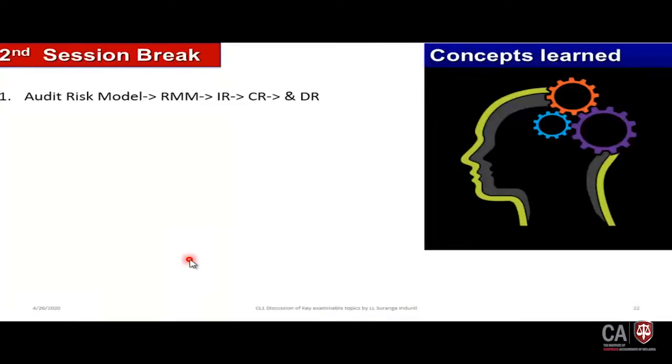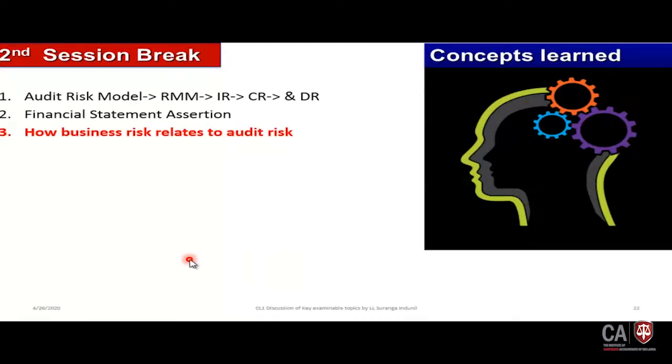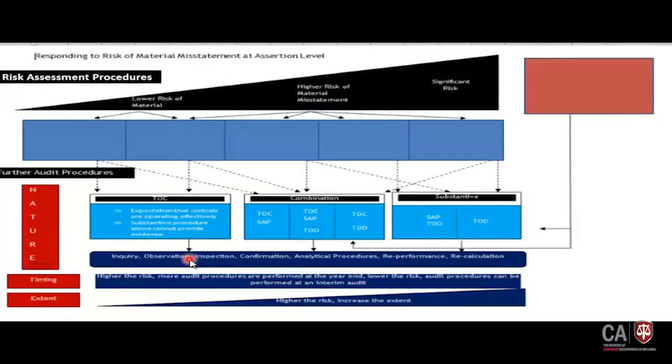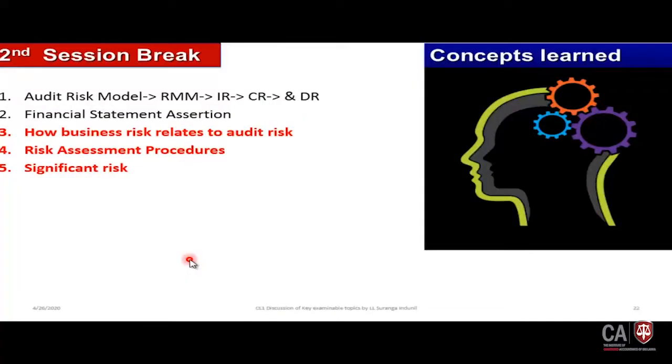In session 2, if I pause and ask you what you learned, especially this red one, you learned how business risk relates to auditing, you also learned risk assessment procedures in much detail, and you also learned significant risk. So with that, I'll close this session, and remember, in our next discussion we will go extensively into the next area of further audit procedures, and probably we will connect it to a case study in your pilot paper and have a full picture of audit planning.